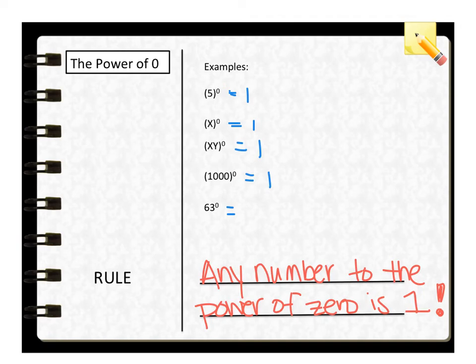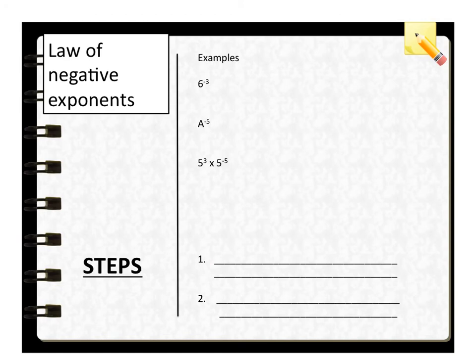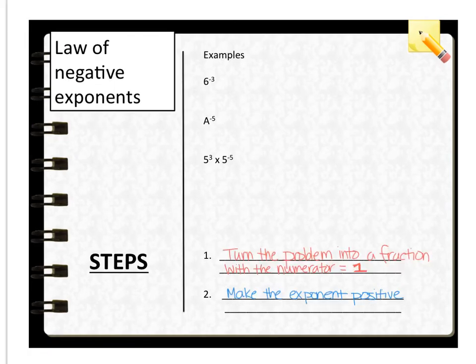Ready, pause. The second law that we have is the law of negative exponents. There are 2 steps to this law. Step 1 is to turn the problem into a fraction with a numerator of 1. So in the first example, this would look like 1 over 6. Then step 2 says make the exponent positive. So where it was a negative 3 here, I'm just going to turn it into a positive 3.